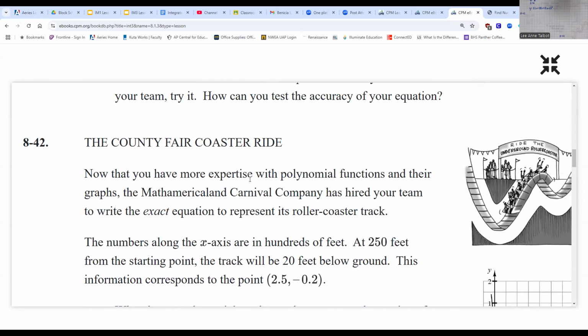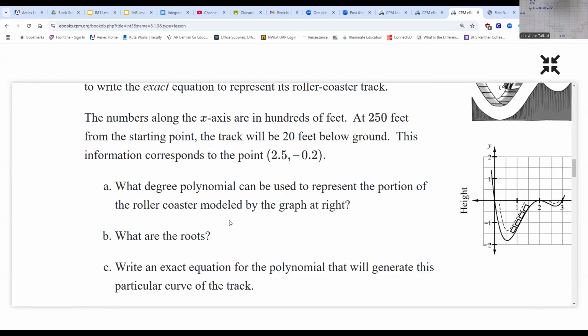Now that you have more expertise with polynomial functions and their graphs, the Math America Carnival Company has hired your team to write the exact equation to represent its roller coaster track. The numbers along the x-axis are in hundreds of feet. At 250 feet from the starting point, the track will be 20 feet below ground. This information corresponds to the point 2.5, negative 0.2.